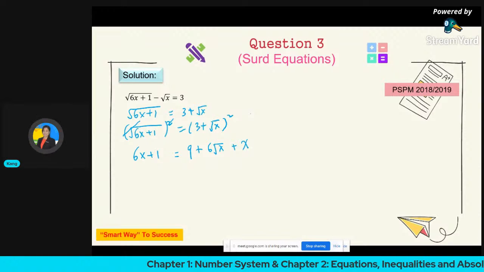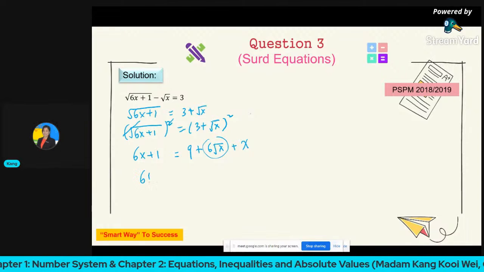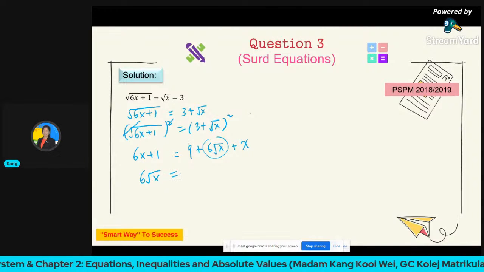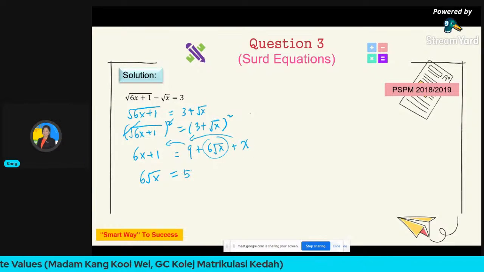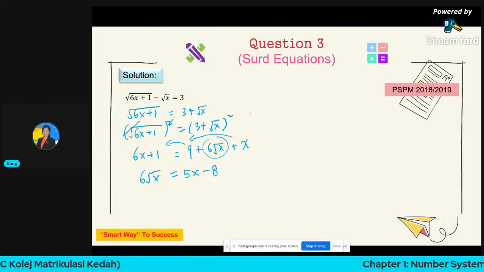After that, we rearrange the equation. The term with the surd x at one side. Then for the term without the surd, we move to the other side. So you get 6x minus x become 5x. 1 minus 9 become negative 8.